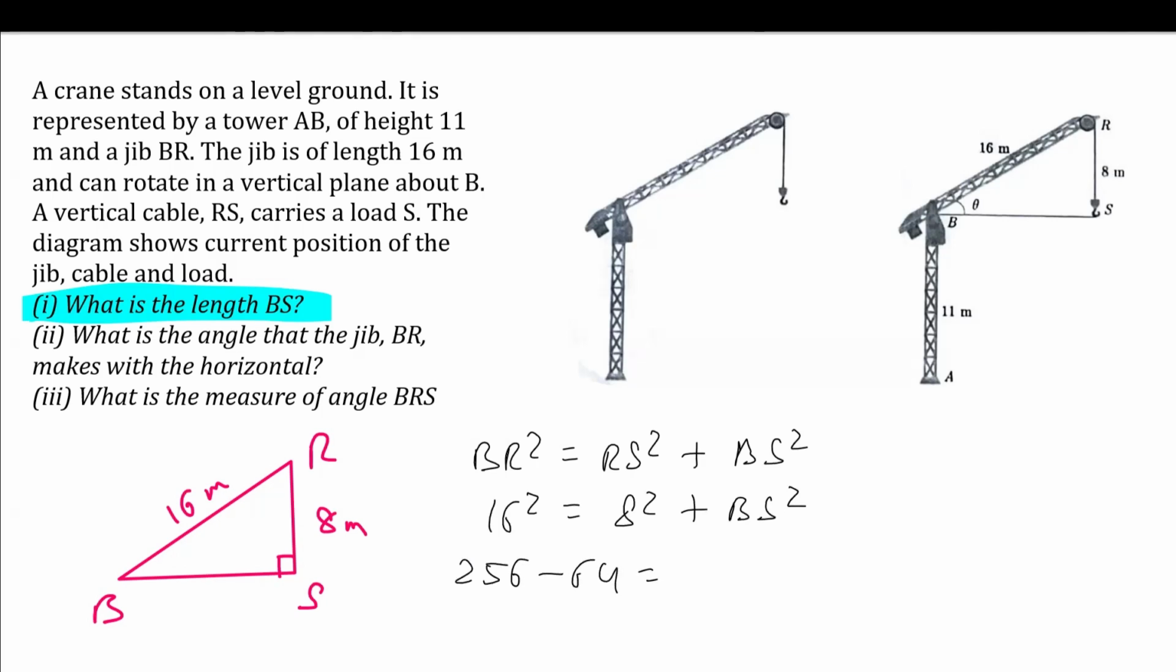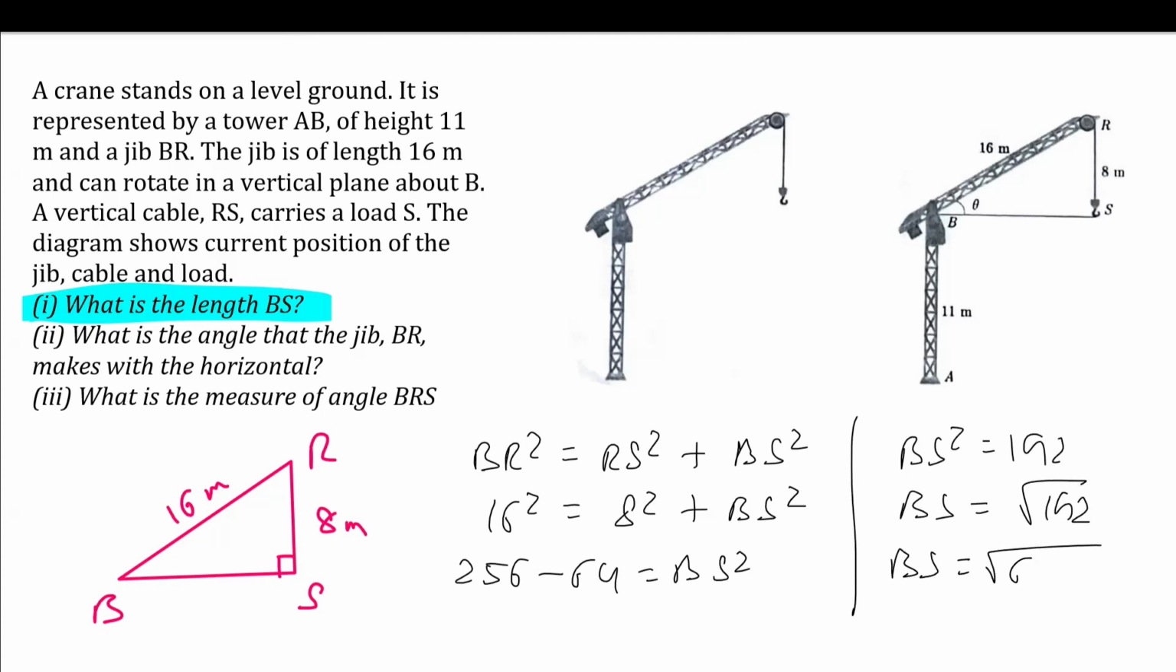Let's bring it to the left-hand side. 256 minus 64 gives 192. So BS square is equal to 192. BS should come as under root 192. We know it's divisible by 64, so I can write this as 64 into 3. So BS comes out to be 8 root 3 meter. We got the length of BS. That's one part of the question.